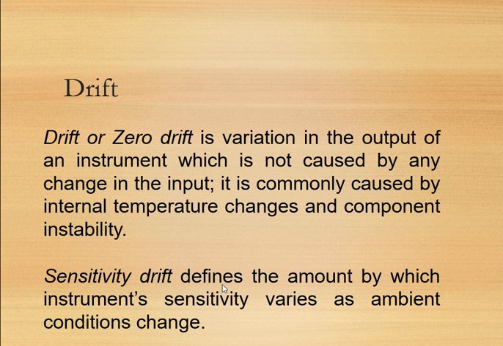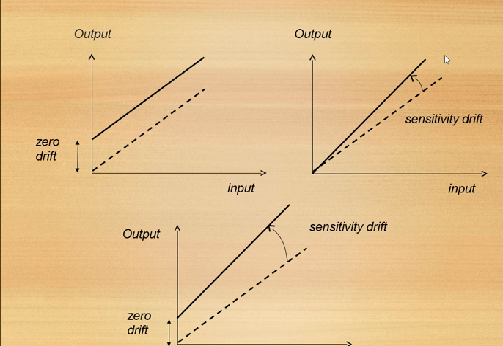Sensitivity drift defines the amount by which instrument sensitivity varies as ambient conditions, like temperature, change. See what the definition is: it is the amount by which instrument sensitivity varies. So sensitivity varies here, and that is the important point to note. Let's see the graph of this. This is the input versus output graph, and this is the sensitivity drift.